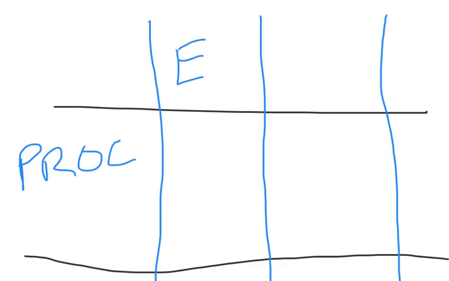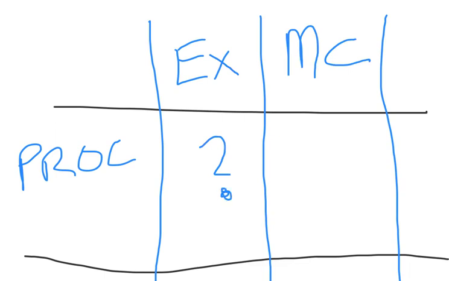Now for this one, we're going to do it a little bit differently, but I would like you to tell me. We're going to use abbreviations now. We are in the area of procurement. This is executing. This is monitoring and controlling. What goes here and what goes here? 10 seconds.